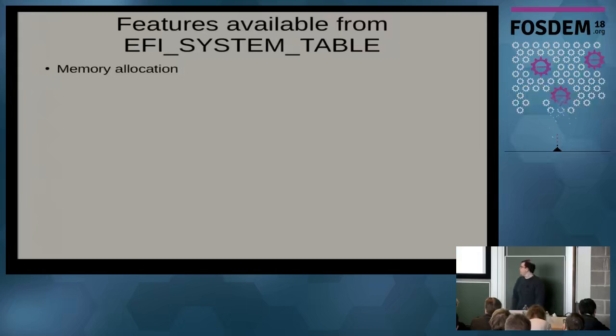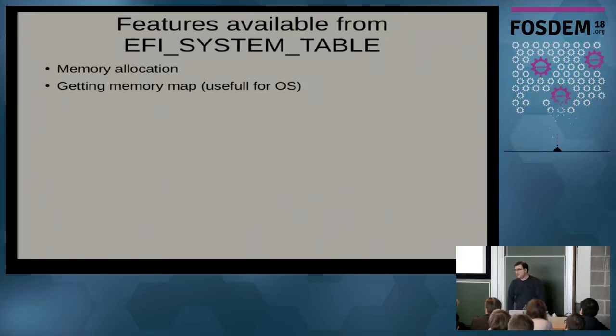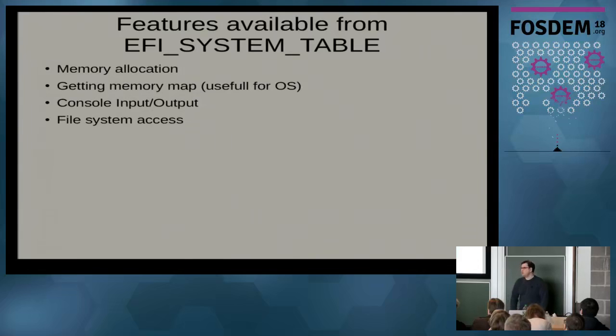So some examples of features provided here. There are memory allocation functions. There are APIs to find the memory map of your hardware. It's just a hint, it might be useful if you write an operating system. As I said before, there is a console and input-output console handling. You can get file system access. It might be useful to find a kernel, for example, in a partition.